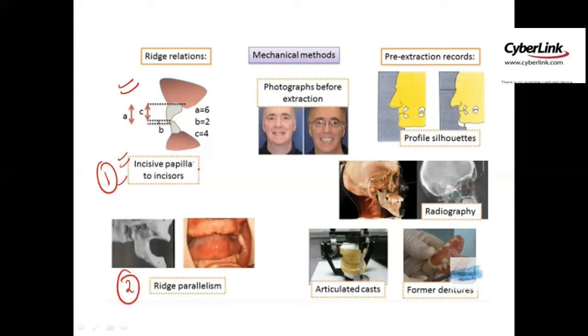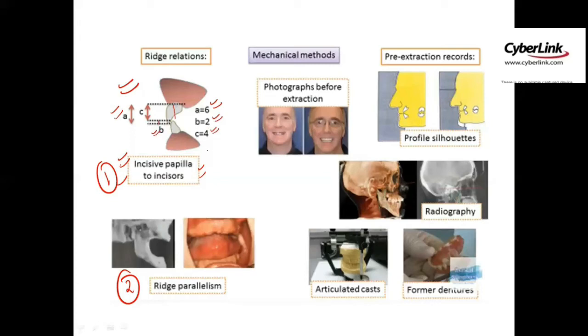First is incisive papilla to incisor. In this case, the distance of the papilla to maxillary incisor is 6 mm. Then vertical overlap between the upper and lower incisor is 2 mm. Then the distance between the incisal papilla and the lower incisor will be approximately 4 mm. Based on this value, vertical dimension of occlusion can be calculated.